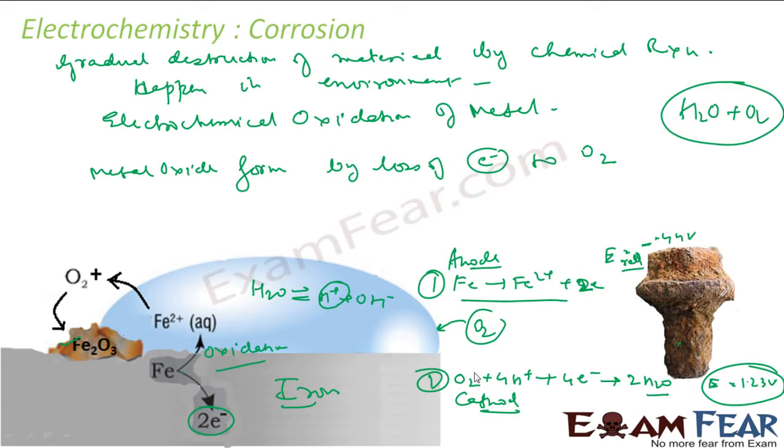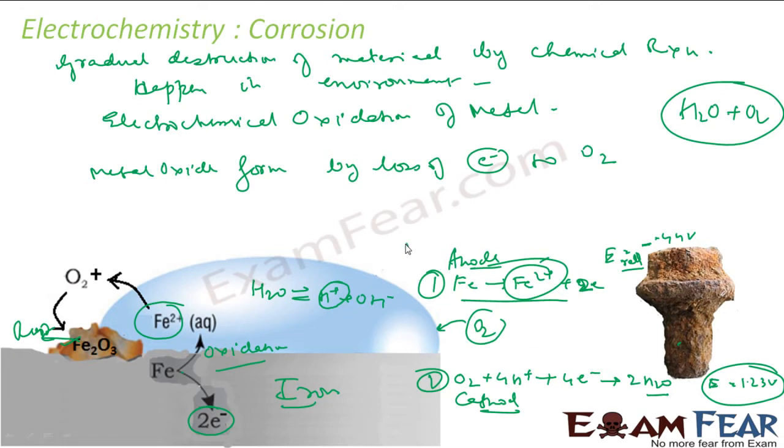If you add these 2 reactions, you'll see that you are getting Fe2O3. This is my Fe2O3. Once you get Fe2+, you can easily get Fe2O3 when it reacts with oxygen. So the ferrous ions are further oxidized to become ferric ions, and that is called rust.